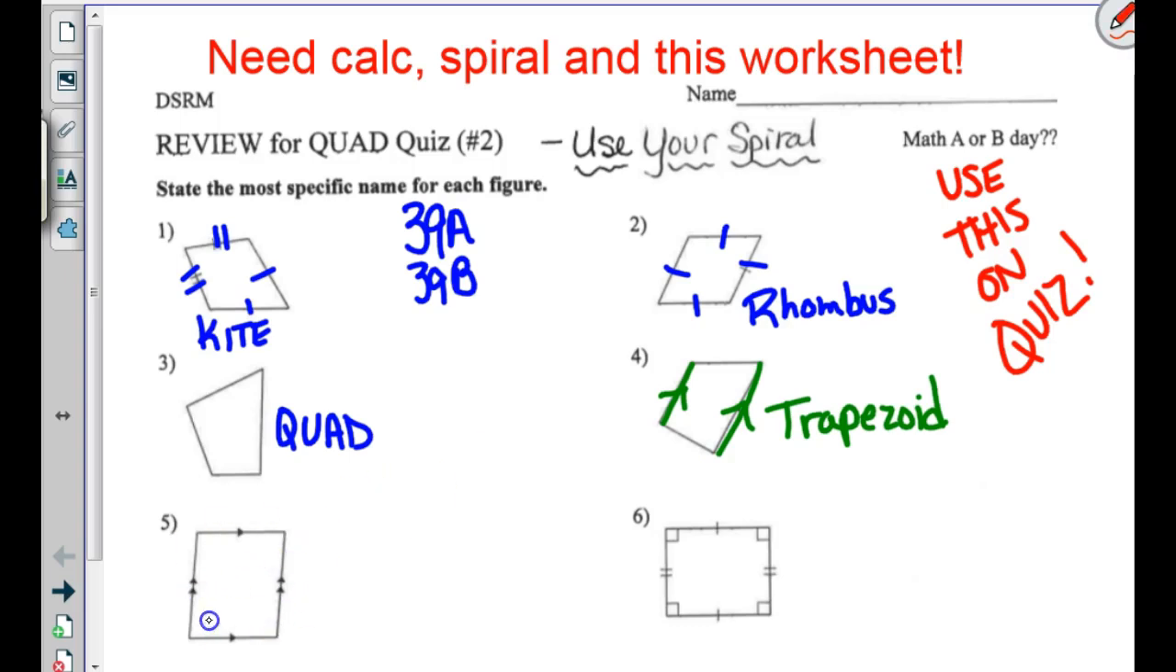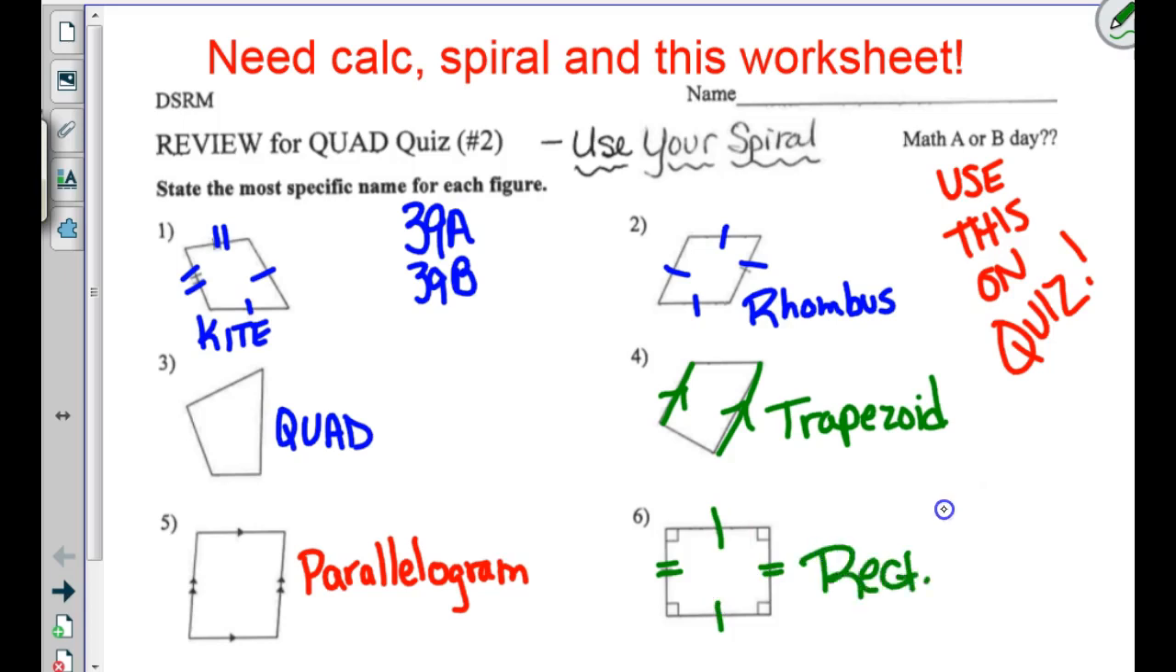Down here you have all the sides are parallel, so this is a parallelogram. And then we got to decide, is this a rectangle or a square over here? Well, because these are marked differently than these, it is a rectangle. Okay? Again, refer to pages 39A and B in your spiral. You should have those all marked, and so those should be easy points. Remember, you can pause this video if you need more time on this slide.